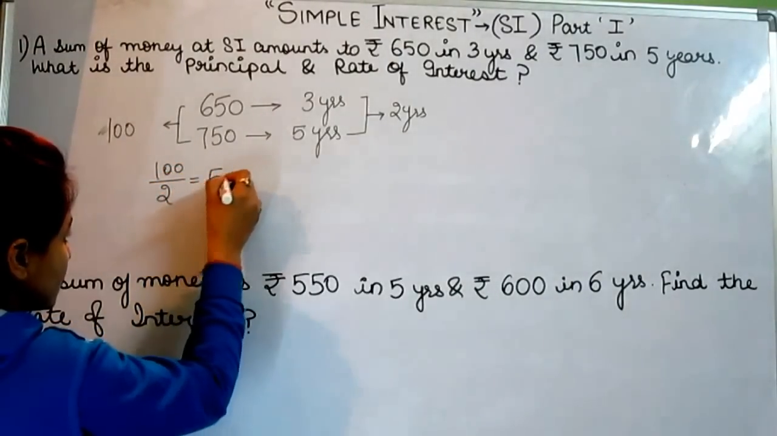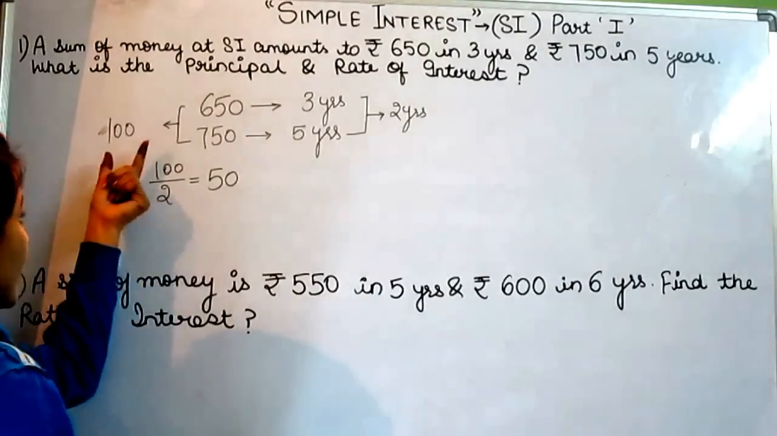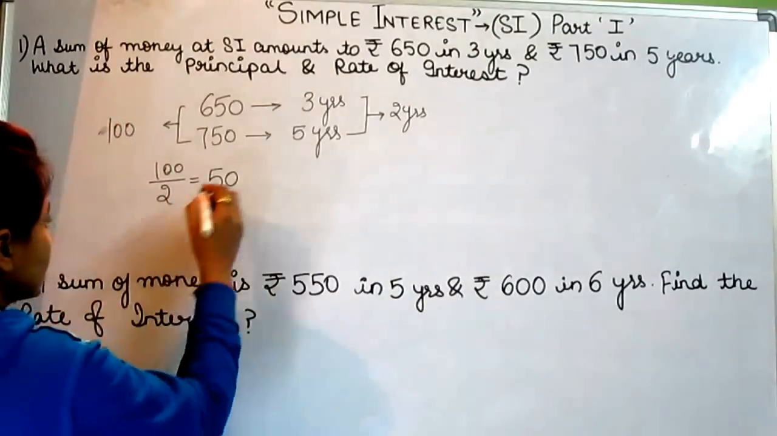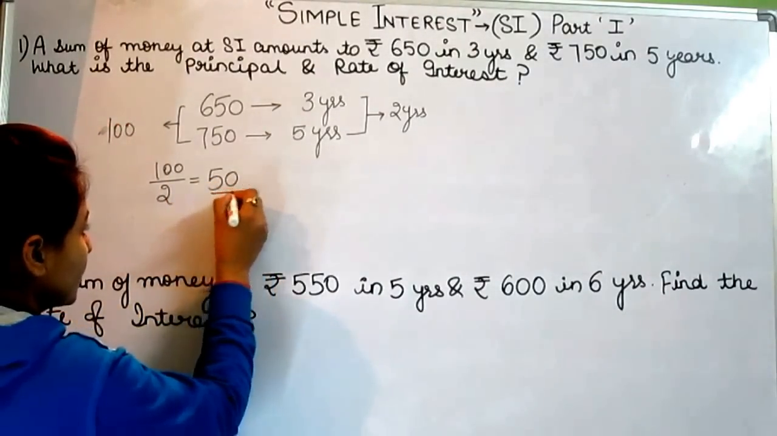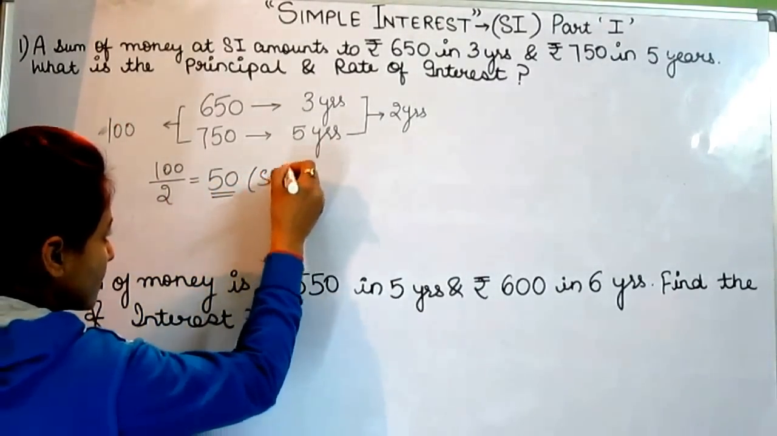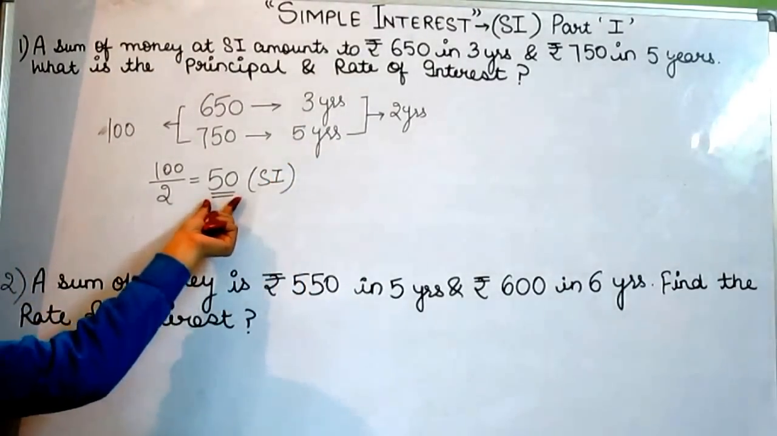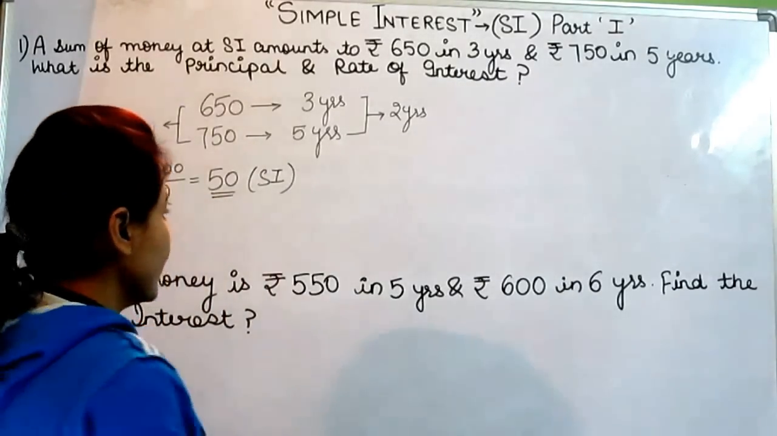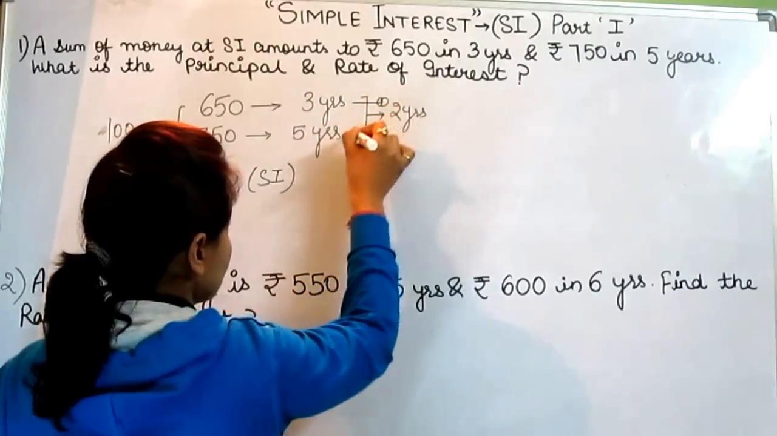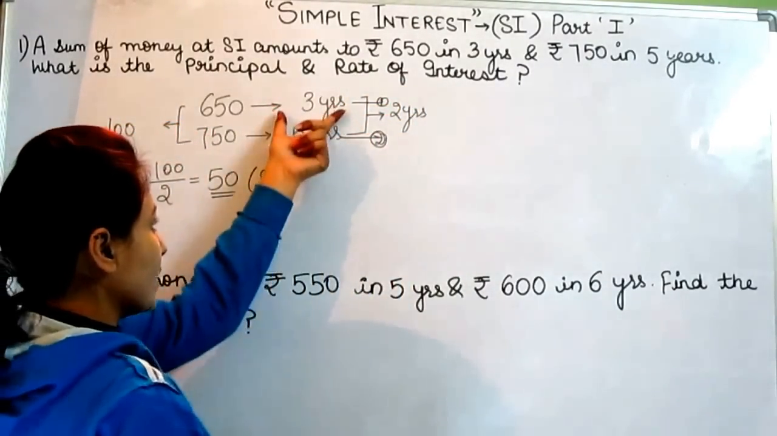It means this is simple interest. Okay. 100 rupees as a simple interest increase in 2 years. It means simple interest for 1 year is rupees 50. Right? This is rupees 50 for 1 year. It means take the first statement. This is our first statement and this is second statement. Take any one of them.